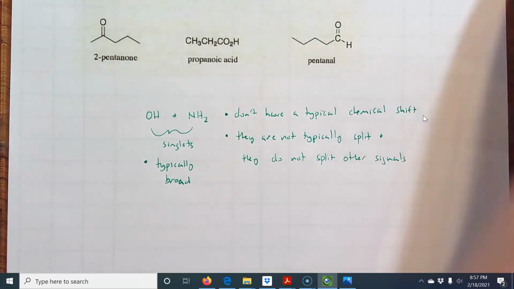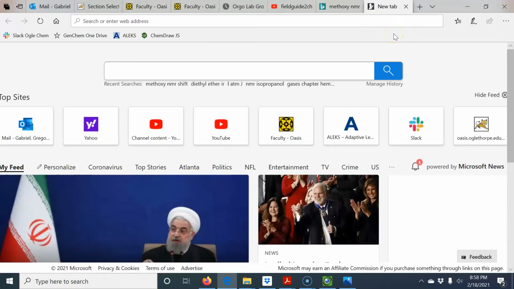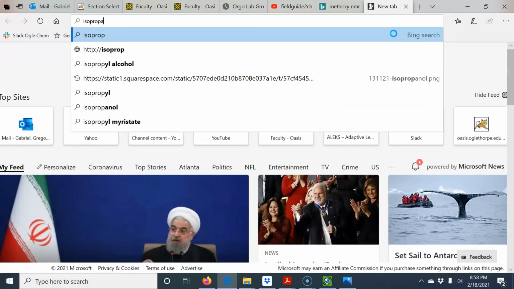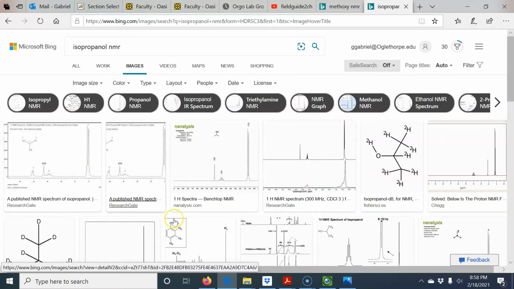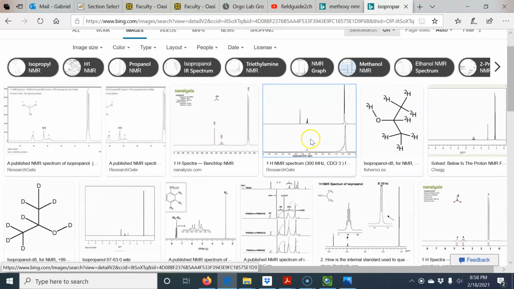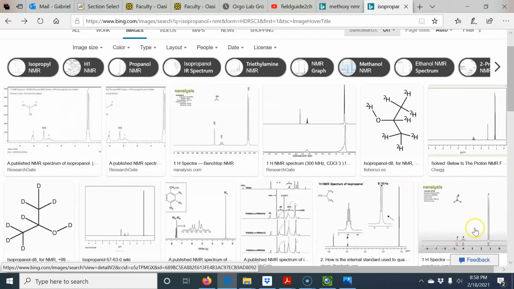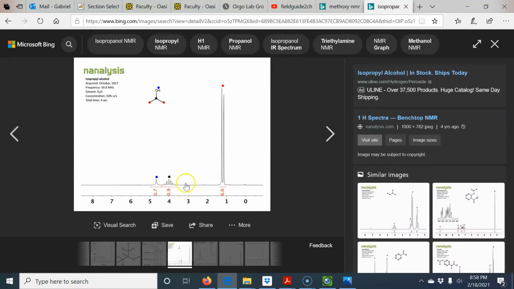Okay. Actually, as long as I have this up, let me show you a hydroxyl signal. Let's do isopropanol. Let's hope this shows the typical NMR. There we go. Do you see how this one here, it's pretty broad right here? Let me find a better example because I want to show you. Oh, here we go. We have examples of thin, narrow signals, peaks, and here's your broad OH. See, that's what I mean by broad.